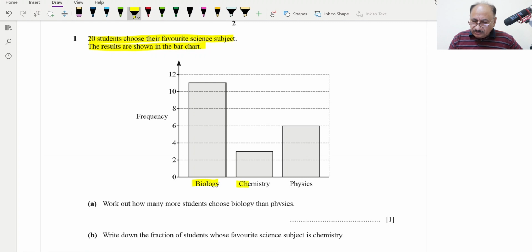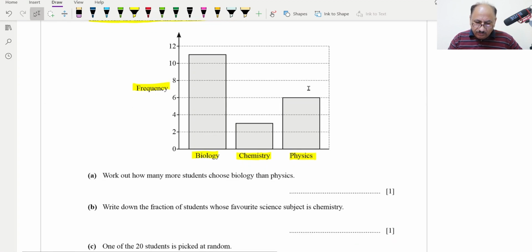These are the subjects: bio, chemistry, and physics, and this is the frequency, and bars are provided. Work out how many more students choose bio than physics. So if we check, bio is between 10 and 12, so it will be 11 students, whereas physics is 6 students, so it will be 11 minus 6 and our answer will be 5. So we can provide the answer as 5.